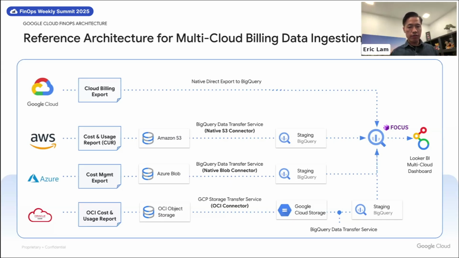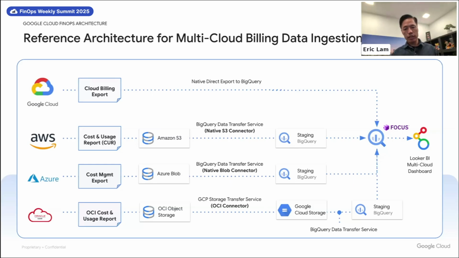For AWS and Microsoft Azure, AWS CUR files get exported to S3. The great news here is that with our BigQuery Data Transfer Service, there's a native connector from S3 into BQ. So you can use the BigQuery Data Transfer Service to automatically load the data into BQ. Similarly with Azure, there is a native connector through the Data Transfer Service, so your Azure blob can be transferred and loaded into BigQuery as well.